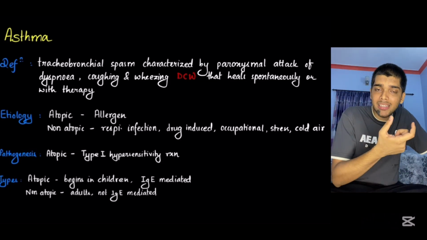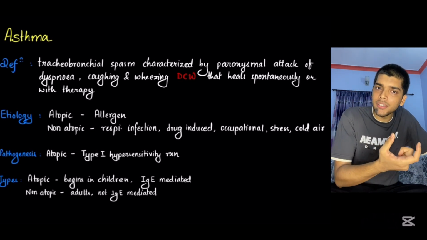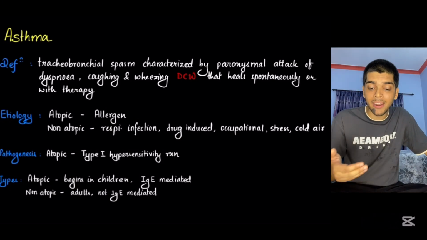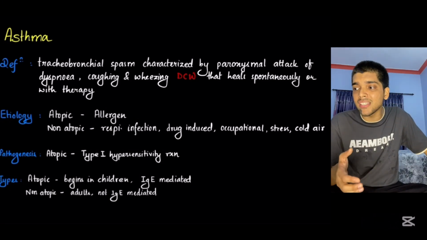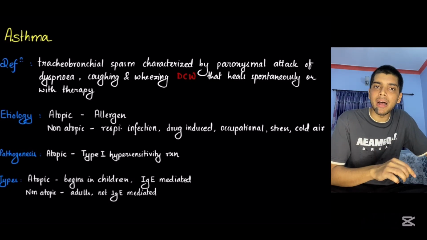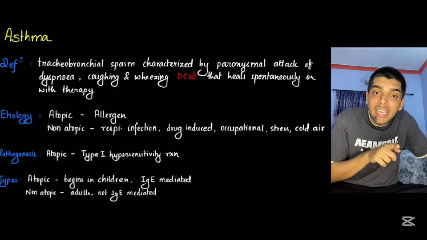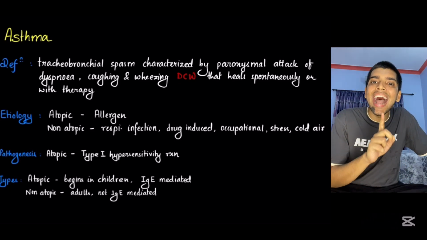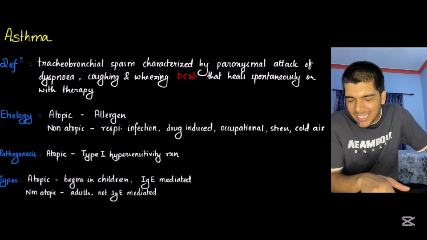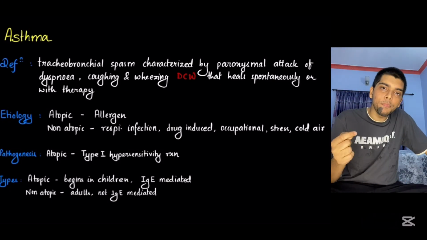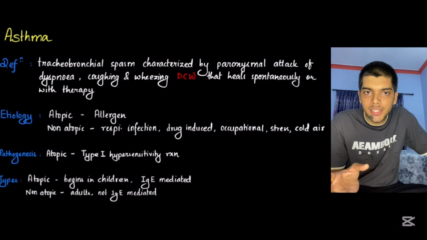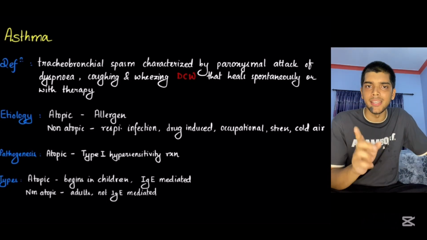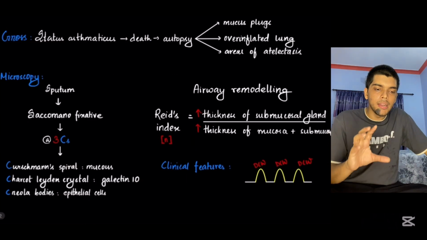Types: atopic asthma, non-atopic asthma. Atopic is due to allergen, non-atopic is not due to allergen, it is due to something else like respiratory infection, drug, occupation, stress, cold air. Atopic asthma, that is allergic asthma, begins in children. And since it shows type 1 hypersensitivity reaction, it is IgE associated, IgE mediated. Non-atopic asthma is usually seen in adults, and since it does not show type 1 hypersensitivity reaction, it is not IgE mediated.